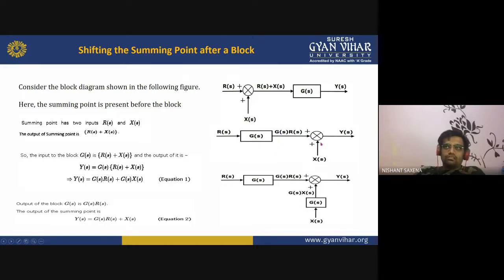G(s) into (R(s) plus X(s)). This is equation number 2. So can we say that both equations are the same? No, we cannot say that. Equation 1 is not equal to equation number 2. So how to solve it? How to make the two equations equal?